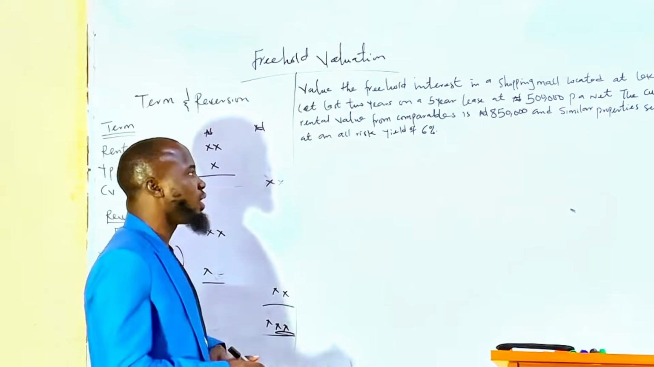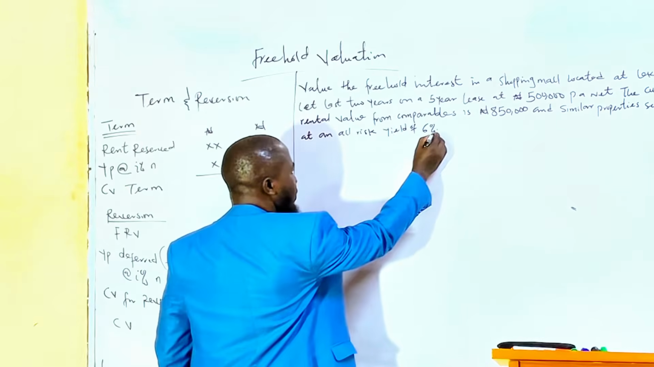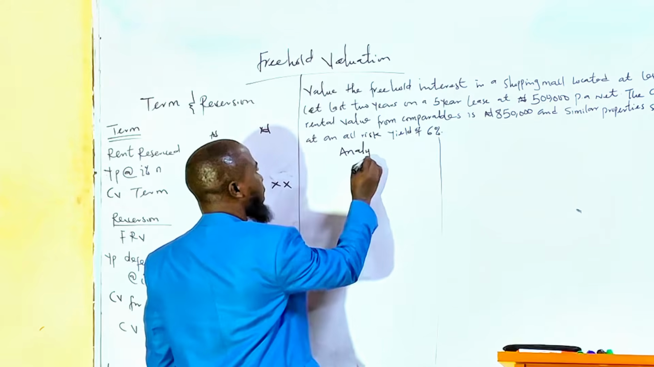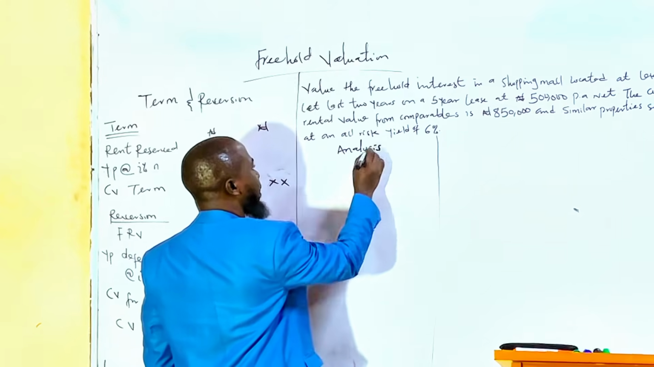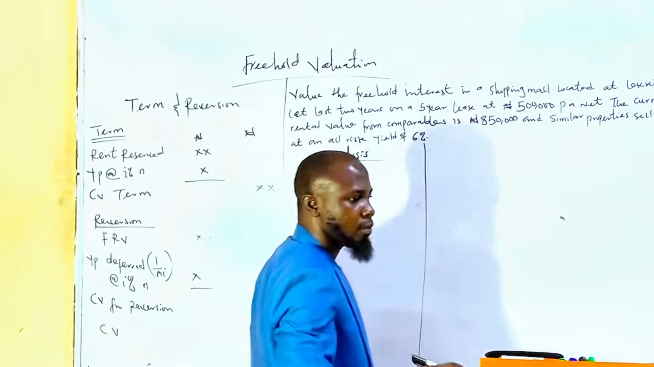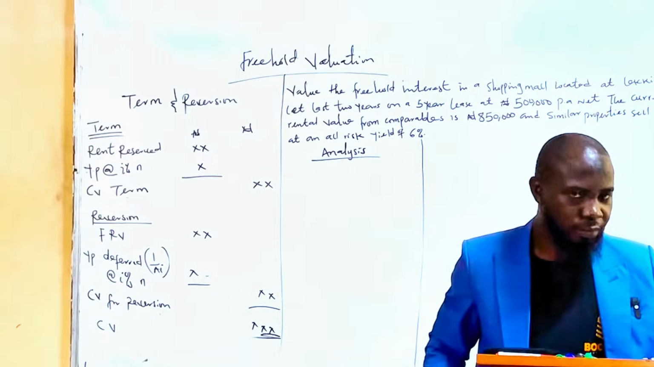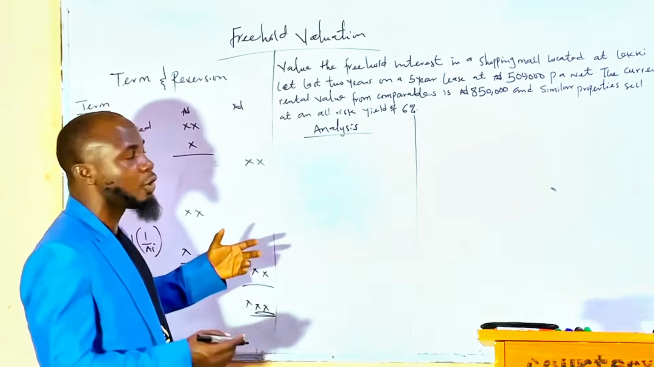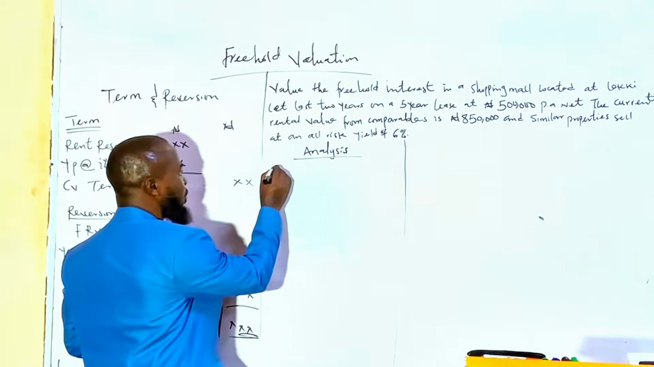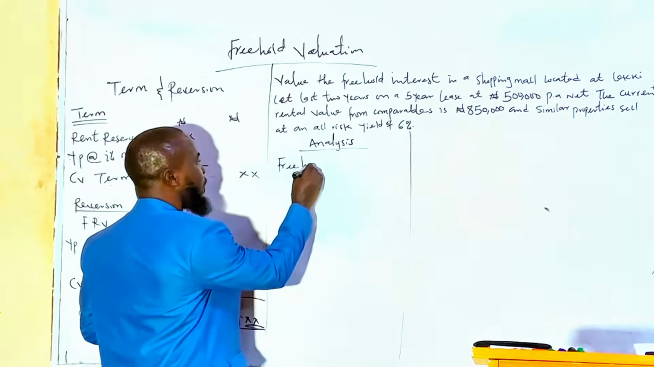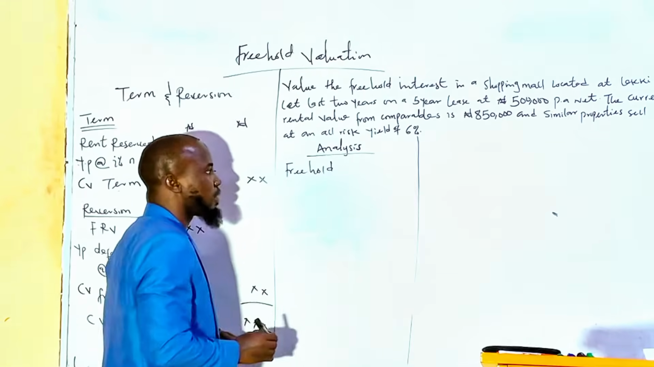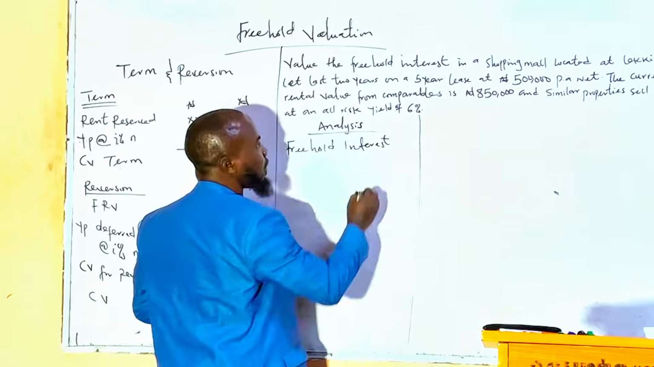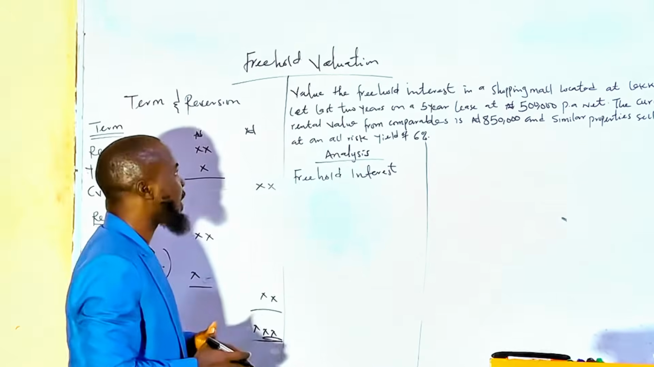First thing you need to do is analyze. Valuation, analysis first. Now what are we asked? Yes, this is what: value the freehold interest. It is a freehold valuation. Freehold interest. Then the next is shopping mall, located at Lekki.